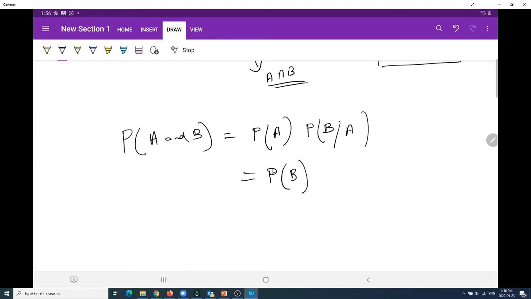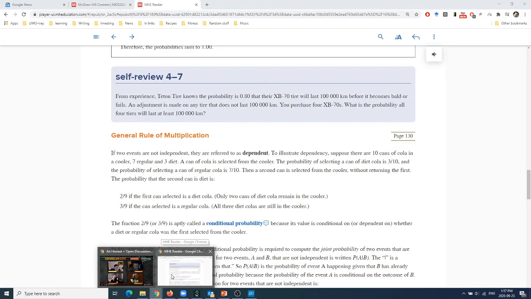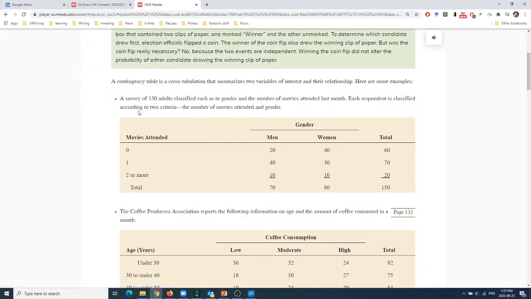Probability of B occurring and the probability that A is going to occur given that B has already occurred. These two are the same thing. Now, this is the same formula just written depending on the event. Okay, so that's the general and special rule of multiplication.